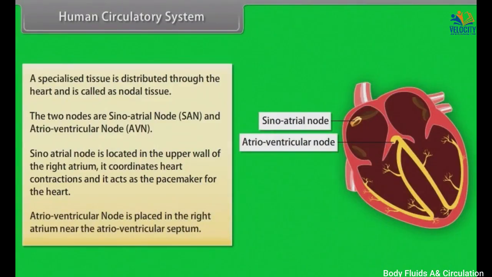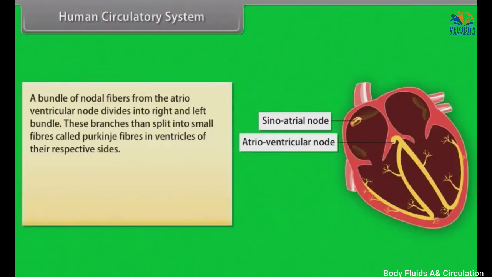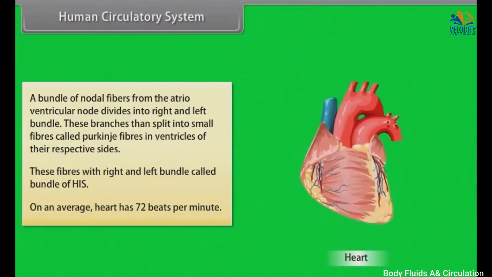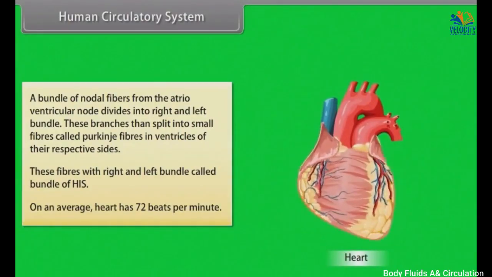The atrioventricular node is present in the right atrium near the atrioventricular septum. A bundle of nodal fibers from the atrioventricular node divides into right and left bundles. These branches then split into small fibers called Purkinje fibers in the ventricles of their respective sides. These fibers with the right and left bundle are called the bundle of His. On average, the heart has 72 beats per minute.